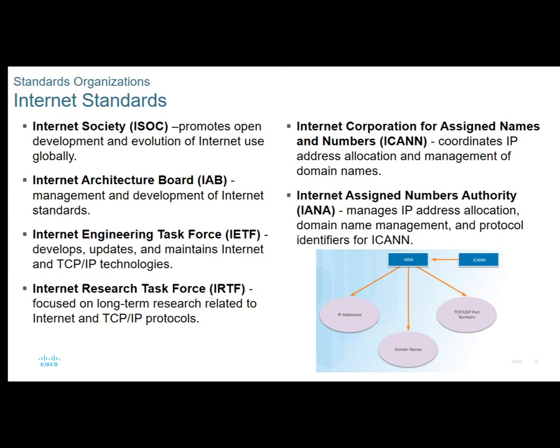And then IANA, right? Internet Assigned Numbers Authority manages IP addresses, allocation, domain name management, and protocol identifiers for ICANN. So those two right there, and you have a domain name and an IP address that you can purchase perhaps from one of the vendors. But you can also see the drawing down there, how it kind of fits together.